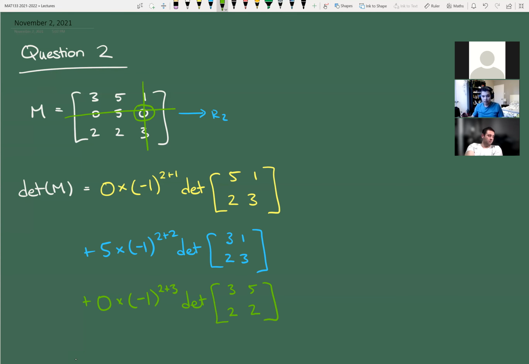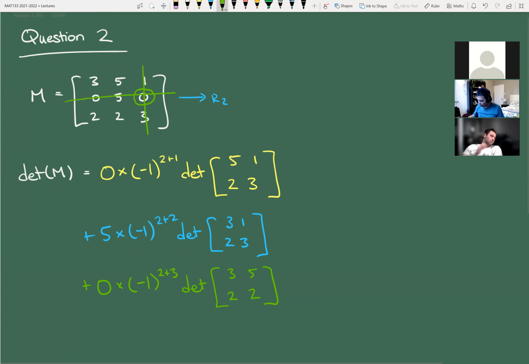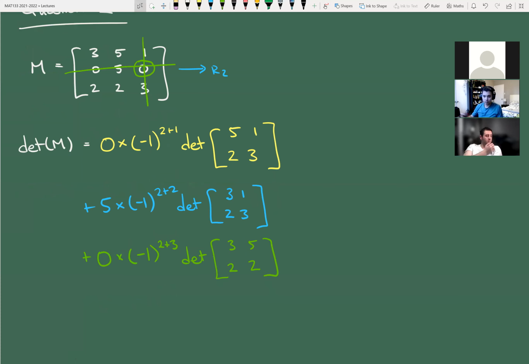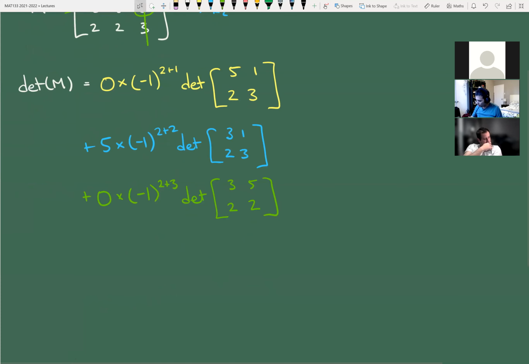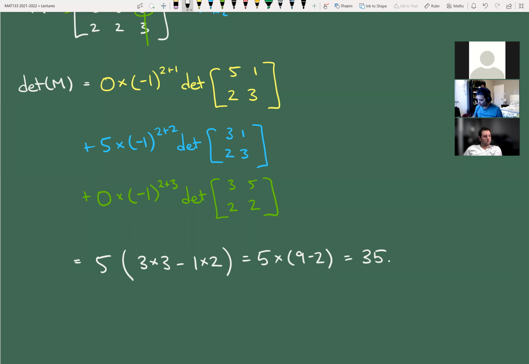And so now at this point, well, let's ignore the zeros, right? The yellow stuff is all 0. The green stuff is all 0. So the only stuff that survives is the blue stuff. So I get 5 times the determinant of this 2 by 2. And we just remember that when you do the 2 by 2, you multiply the diagonals and you subtract the off diagonals. So this gives me 5 times 9 minus 2, and that's equal to 35, like that.